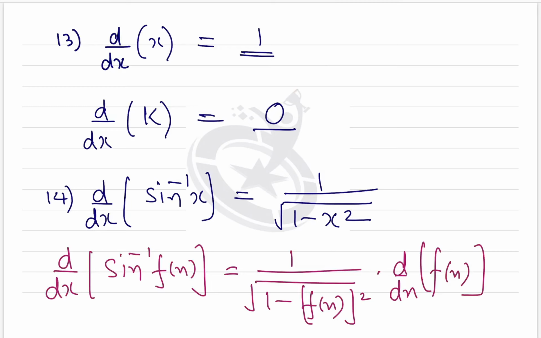Cos inverse will be the negative of this. So remember orally, the negative of sin inverse was cos inverse, so in the answer, cos inverse f of x will be minus 1 upon root of 1 minus f of x the whole square into the derivative of f of x. Clear? The next formula was the derivative of tan inverse x.